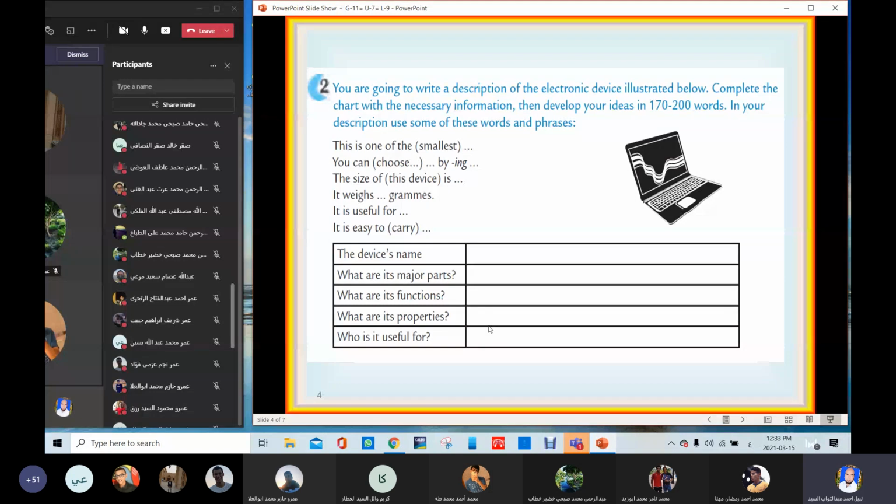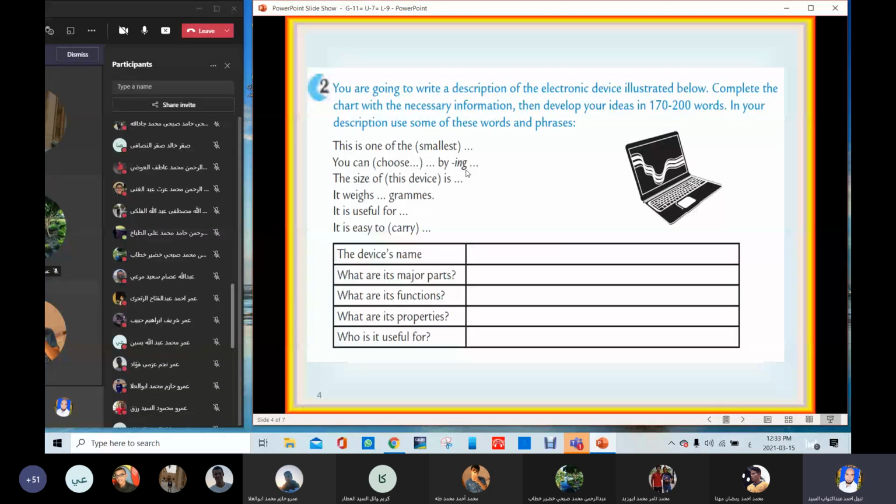You are going to write a description of the electronic device illustrated below, complete the chart with the necessary information, then develop your ideas in 170 to 200 words. In your description, use the sum of the words and phrases. After completing the chart, you are going to write a report about this electronic device, as if you are going to make an advertisement. You are advertising this product.